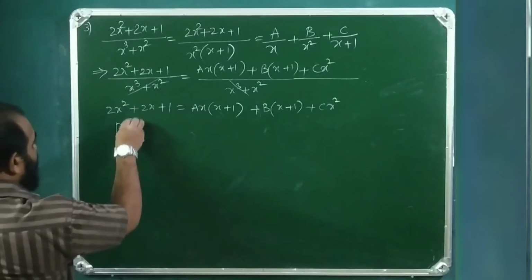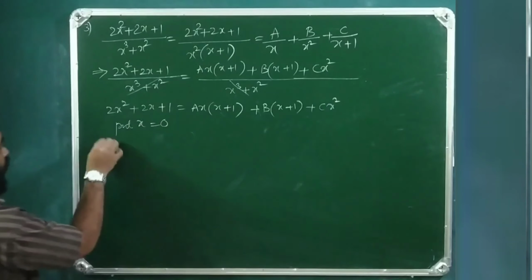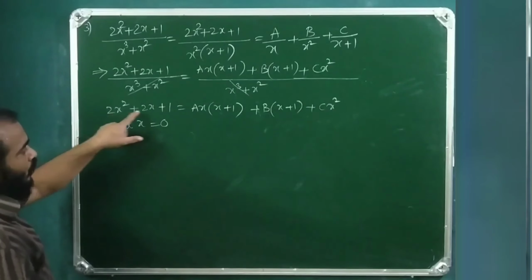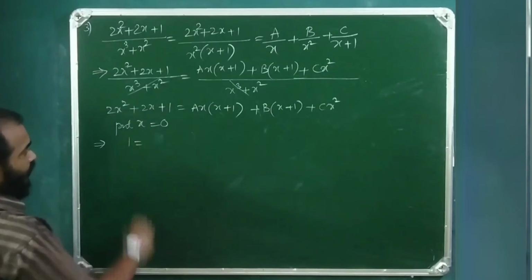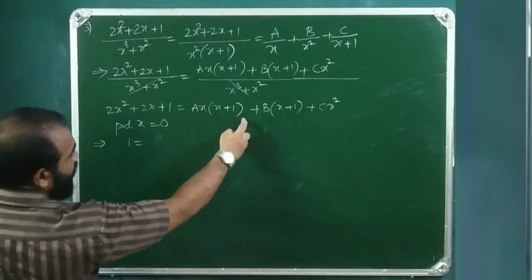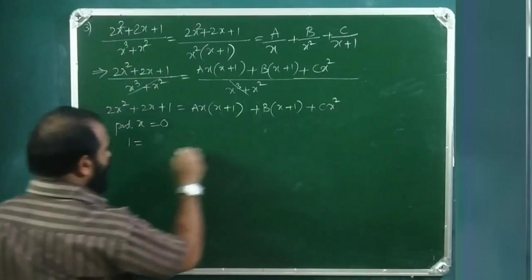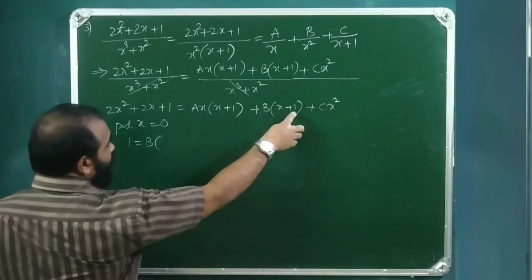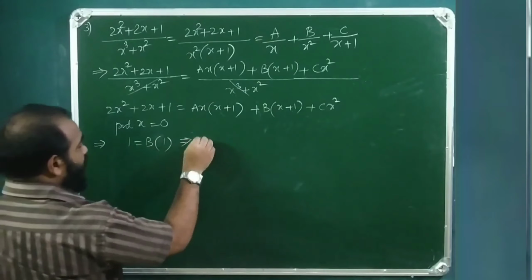Put x equals to 0, substitute 2 into 0, 2 into 0, therefore 1 we are left with here. So 0 into something 0. So c into 0, 0. So b into x plus 1, 0 plus 1 is 1. So b is equals to 1.